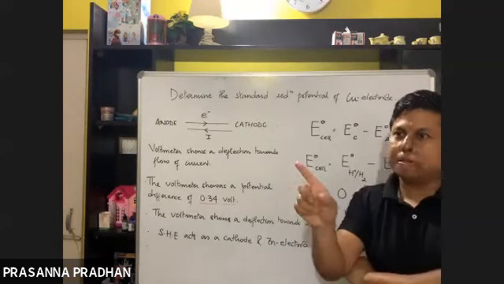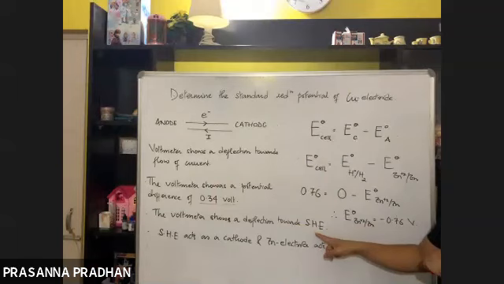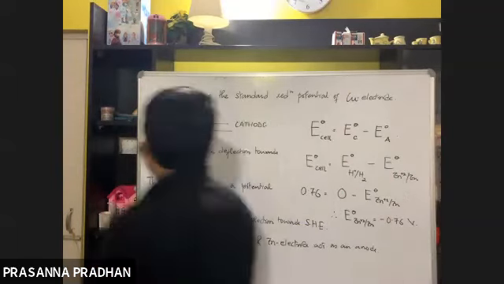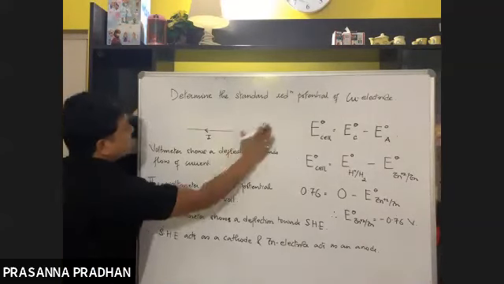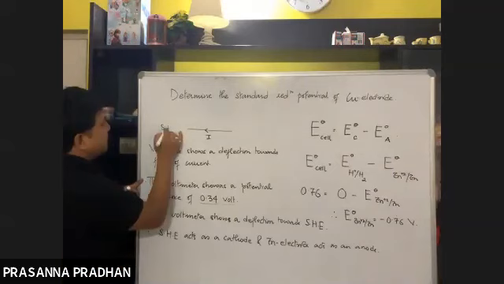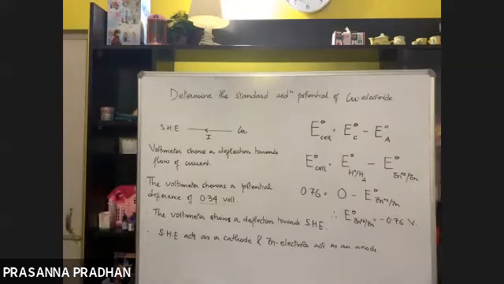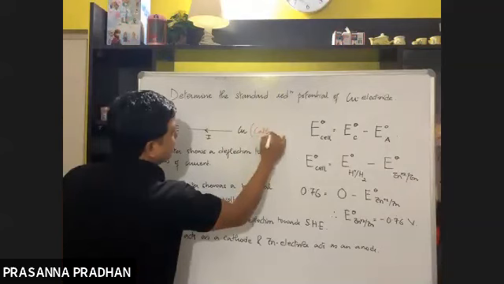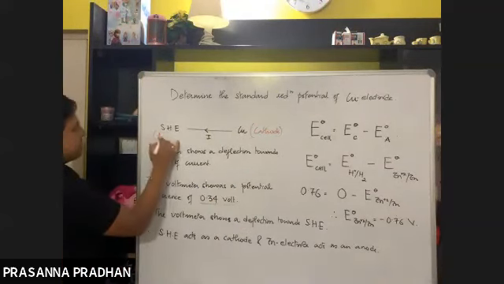Current जहां पर flow होगा voltmeter वही direction में deflect करेगा. So the voltmeter is showing a deflection towards SHE, which means current is flowing towards the standard hydrogen electrode, from your copper electrode. That means in this case, the copper electrode will behave as a cathode and the standard hydrogen electrode will behave as an anode.